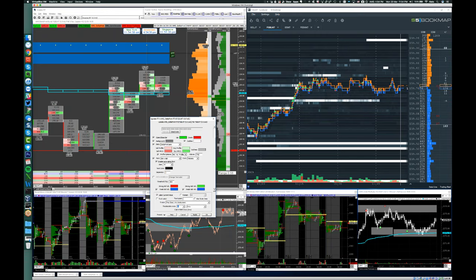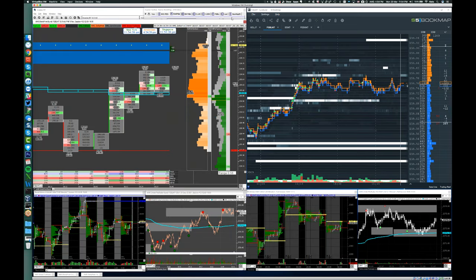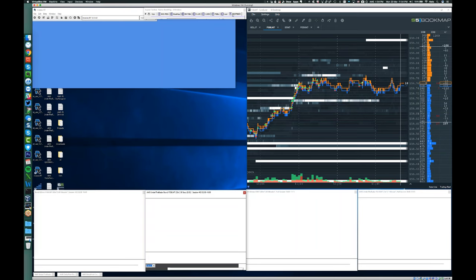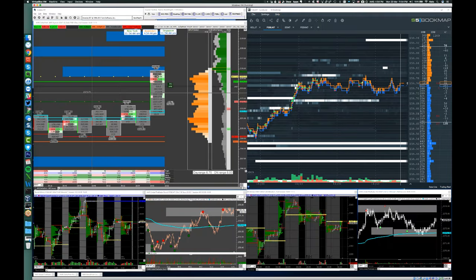And I also use it in the ES. I can show that. That looks like a pretty nice exhaustion kind of pullback into that low there, in that example. Oh yeah, totally. And same goes for the ES.